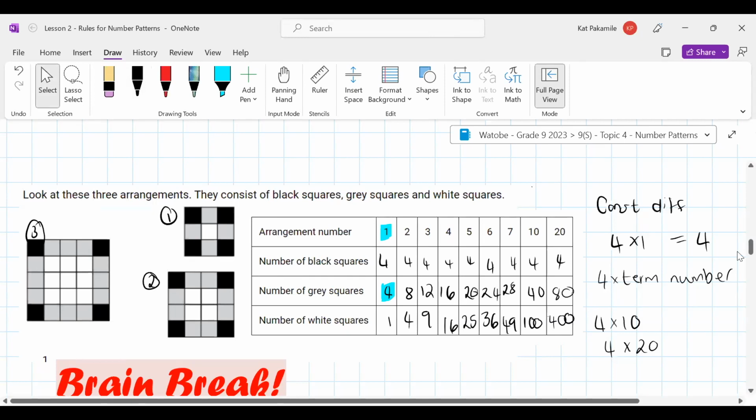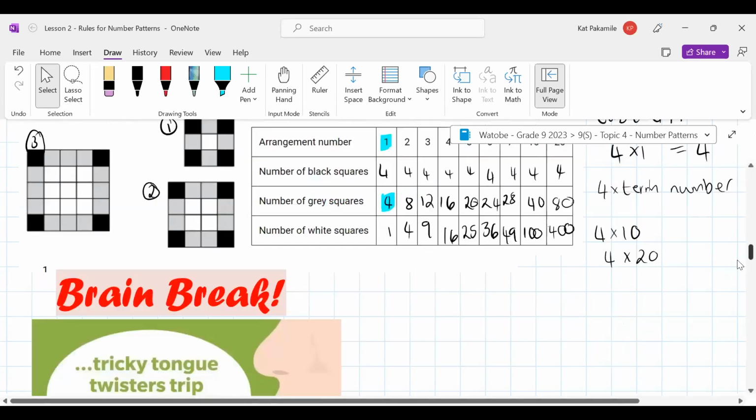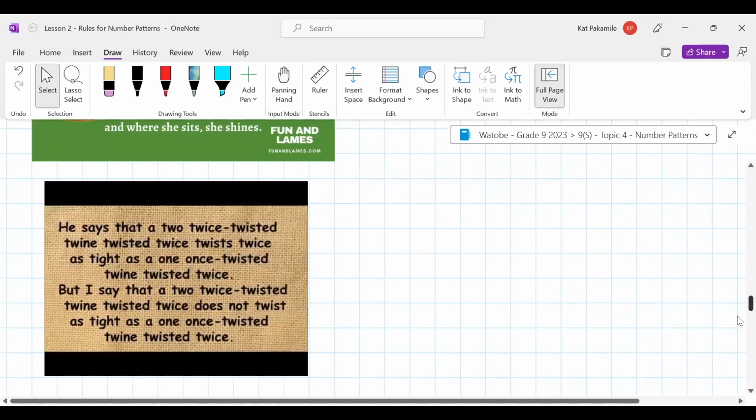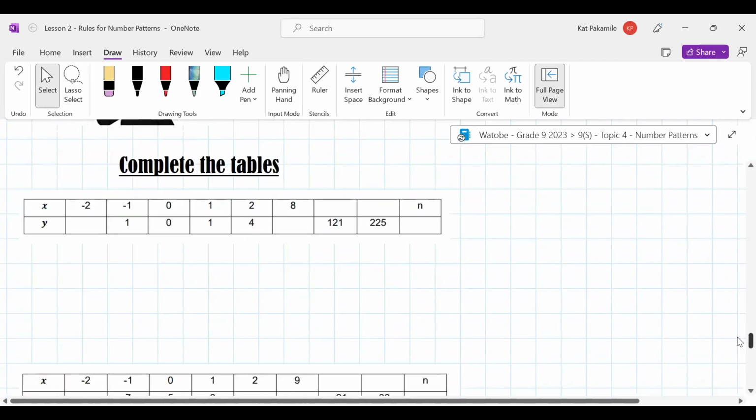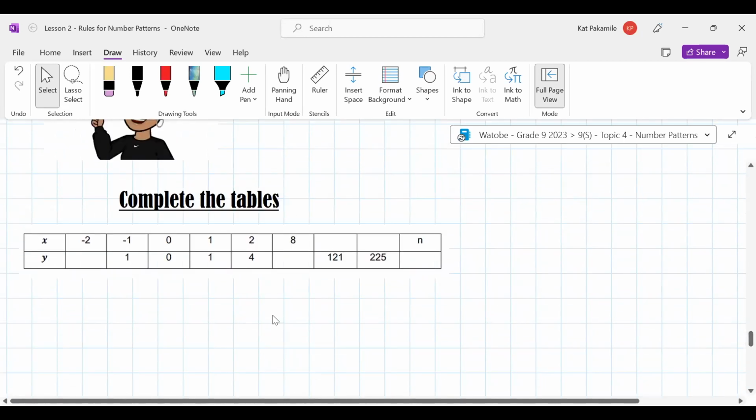400. Okay, beautiful, guys. We're going to skip our brain break because we do not have time. I wasted so much time trying to get reconnected. So sorry. Okay. Now, I want us to talk about tables and finding sequences from tables.